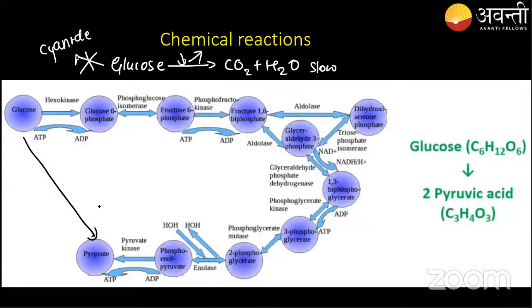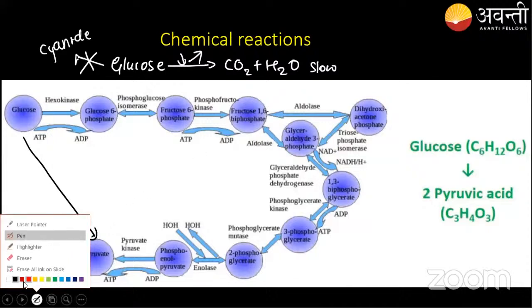Look how many enzymes are here: hexokinase, phosphoglucose isomerase, phosphofructokinase, aldolase, triose phosphate isomerase, glyceraldehyde phosphate dehydrogenase, phosphoglycerate kinase, phosphoglycerate mutase, enolase, pyruvate kinase. So many enzymes are involved, and they complete this reaction, which may take thousands of hours, in a few seconds. For this we also have another example.